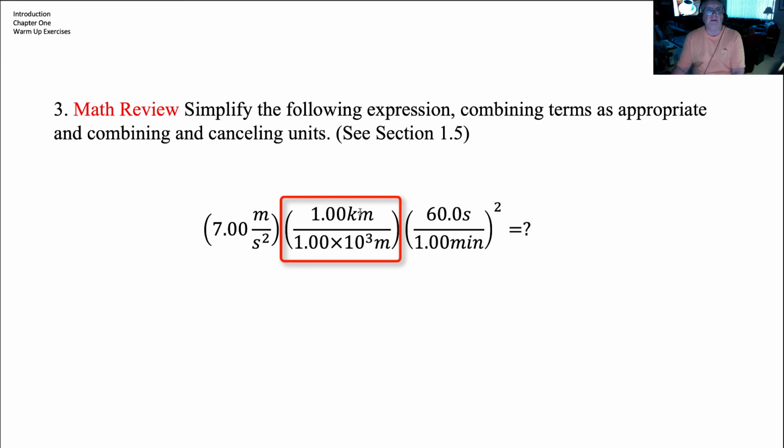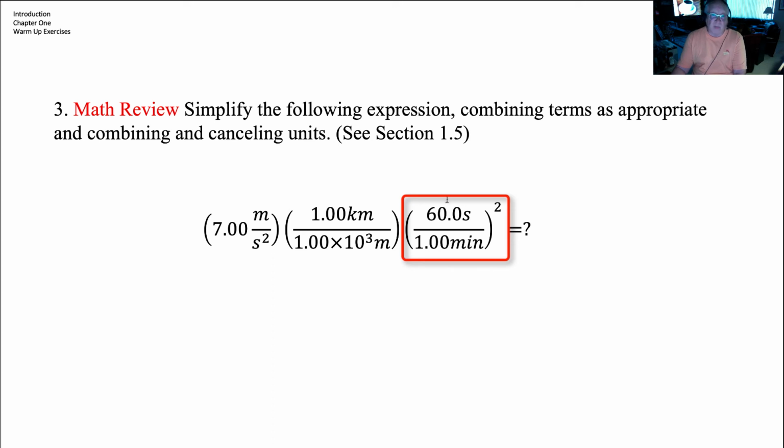So we have basically meters over meters. This is a factor of 1,000, so we're going to be able to simplify those later. And then in the last expression, we're going to multiply by 60 seconds in 1 minute, and that whole value is squared. So in this example, we've got 60 seconds divided by 1 minute as a conversion, and 1 kilometer divided by 1 times 10 to the third meters is a conversion.